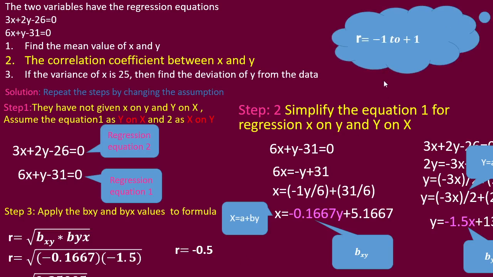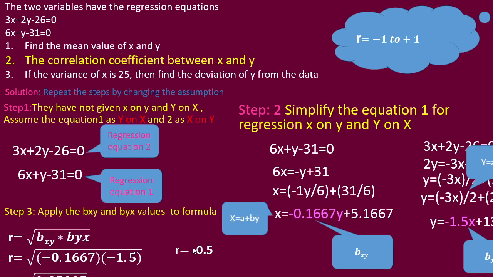Now cross verify again. R value should lie between minus 1 to plus 1. Minus 0.5, of course, is exactly in between 0 and minus 1.